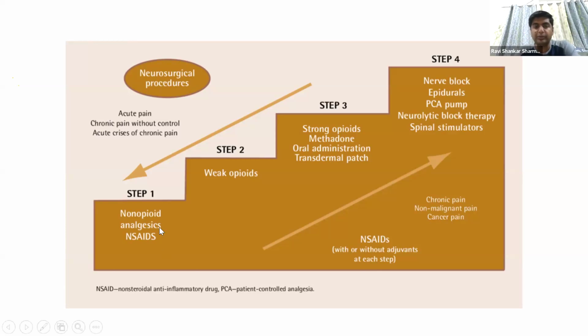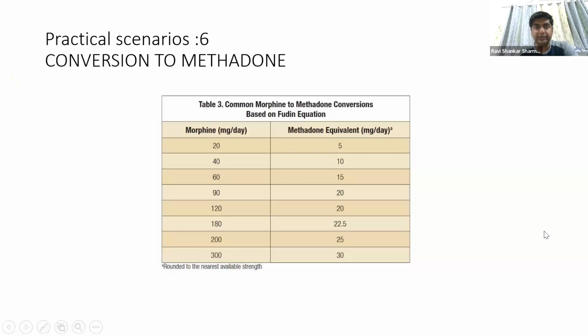Step 1 is non-opioid analgesics and NSAIDs. Step 2 is weaker opioids. Step 3 is strong opioids, and step 4 is the proposed one, interventions. You can switch along with this, and along with this you can add an adjuvant, plus or minus, in every step.